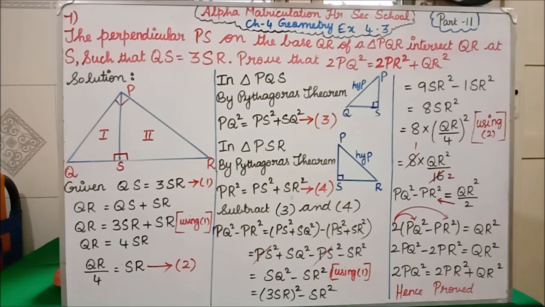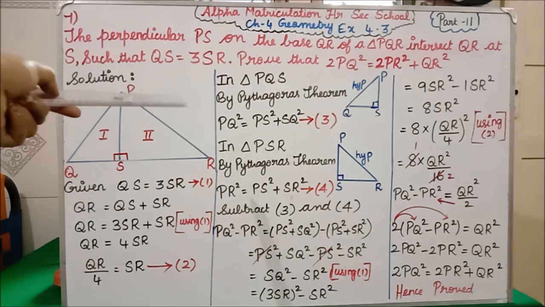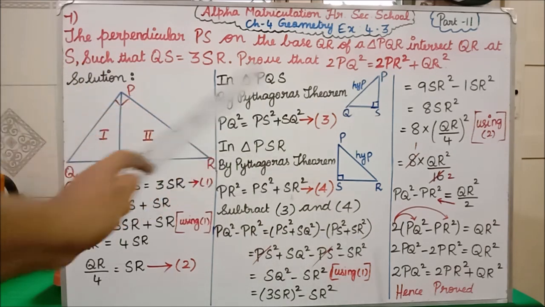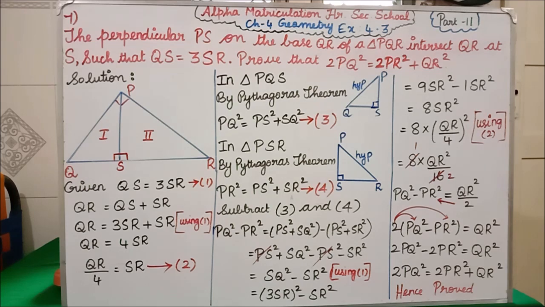Hence proved. Students, can you able to understand the 7th question? This is an easy question only. What we are going to do, we are taking one triangle PQR. In that we are making it into 2 parts. First triangle is PQS, second triangle is PSR. According to Pythagoras theorem, we are writing for the 2 triangles and we are subtracting the left hand side and the right hand side. Then afterwards we are just substituting the 1 and 2 values, and then finally we are arriving at what we have to prove. Students, clear all of you?